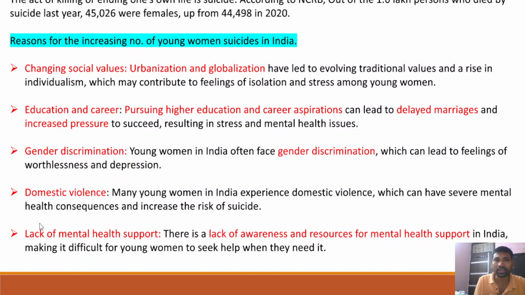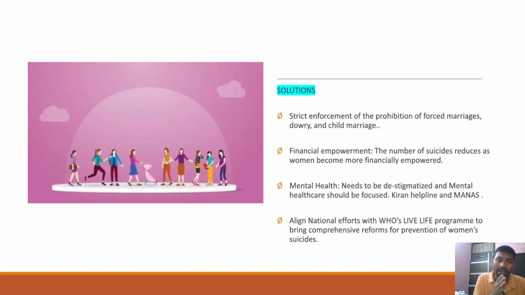See, whenever you are writing an answer, it would be better if you write the answer in points. Just write points. So first, introduce the point with a heading or subheading, and then briefly explain it. This way, you can produce a better answer, and you can also structure the answer in a better way, and it would also attract the attention of the examiner. Okay, now I have told you, first you need to write the main reasons for suicide among young women, and after that you need to write solutions.